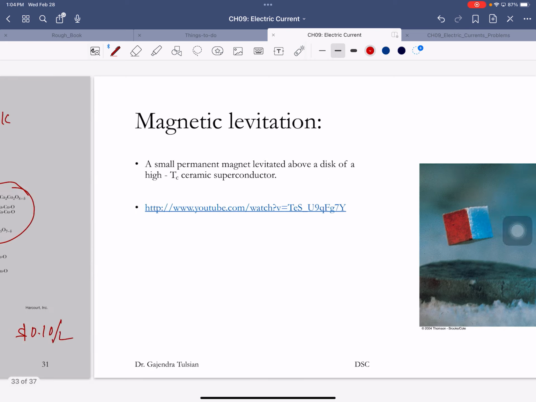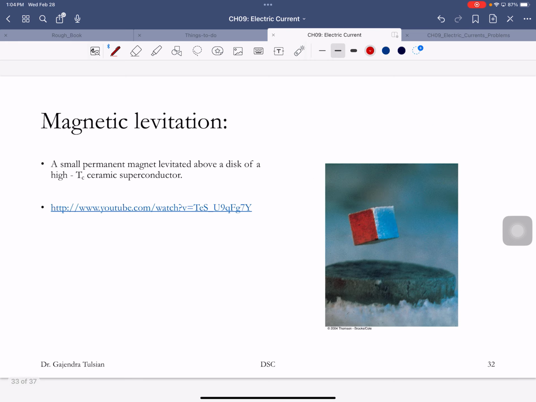Now here's one of the applications of superconductors. You'll see in the next chapter that a current flowing like this behaves like a magnet. Stick your right-hand fingers in the direction of the current, and this is the direction in which the magnet points.